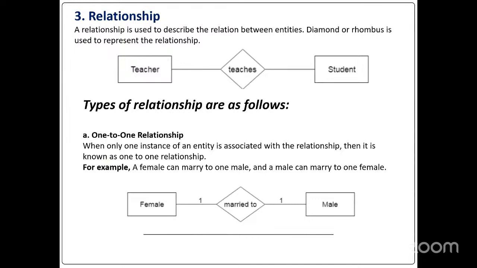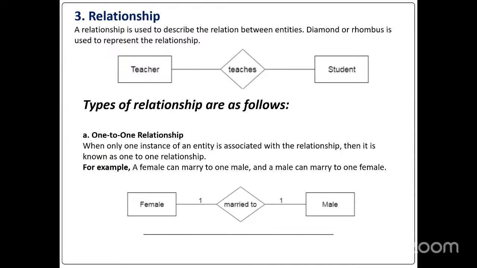One to one. What is one to one? Only one instance of an entity is associated with the relation. It is known as one to one. A female is married to male, yes or no?